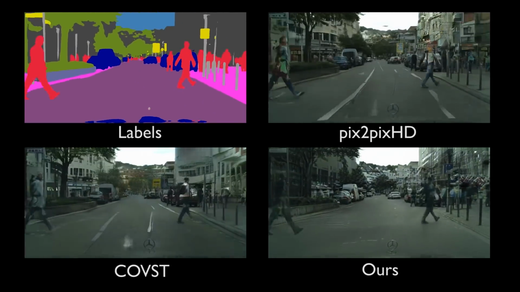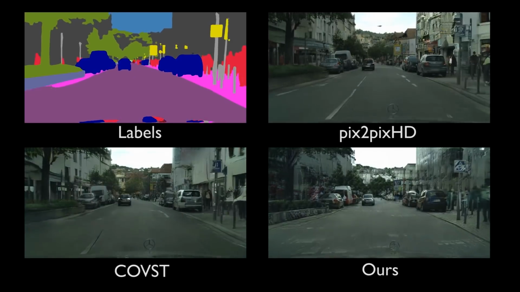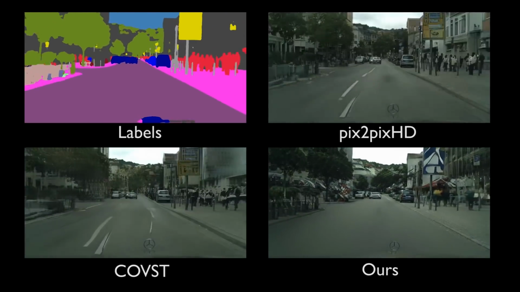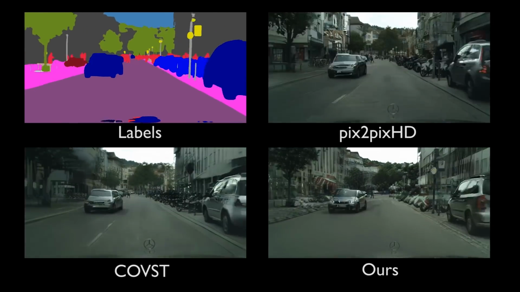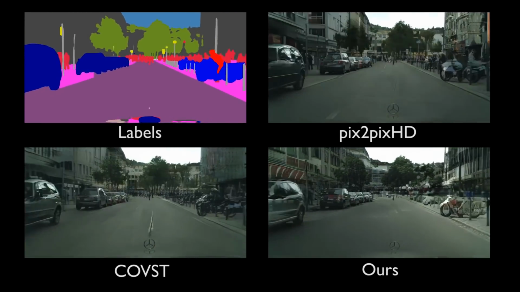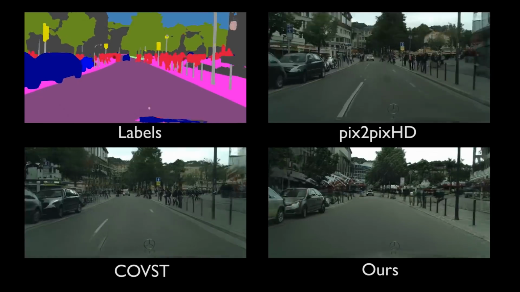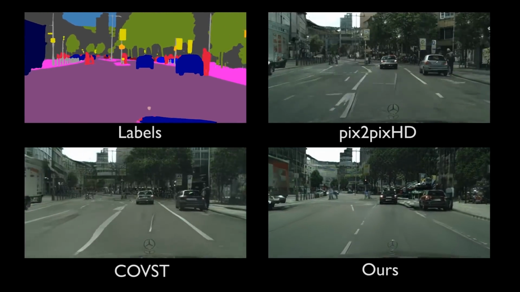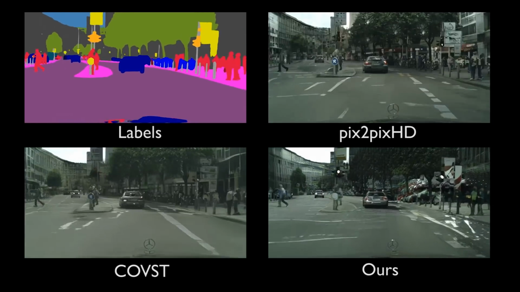CoVST adopts simple temporal consistency constraints. Although it performs better than the per-frame result from Pix-to-Pix HD, the flickering persists. The result doesn't look temporally consistent from frame to frame. On the other hand, our result looks temporally smooth, which is much better than these previous methods. Let's see how our method works.